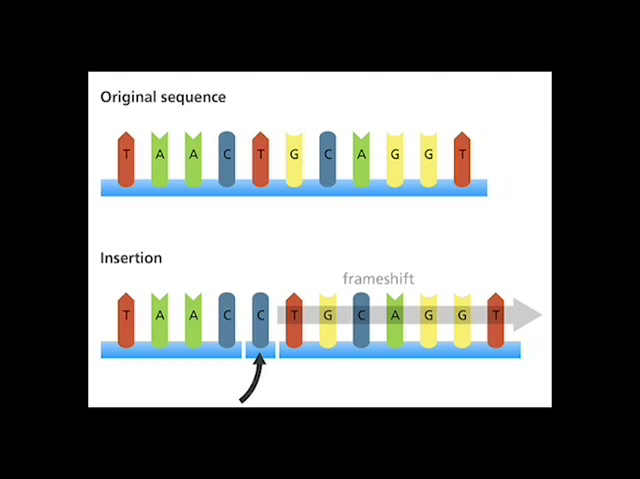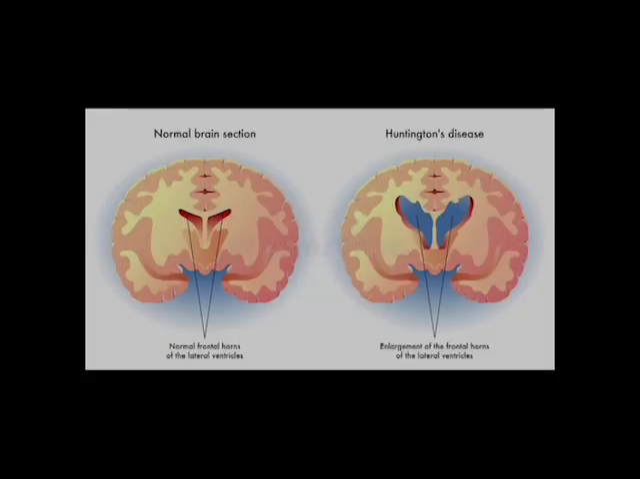Insertion. Insertions are mutations in which one or more bases are inserted. The number of base pairs inserted can range from 1 to thousands. An example of an insertion mutation is Huntington's disease.